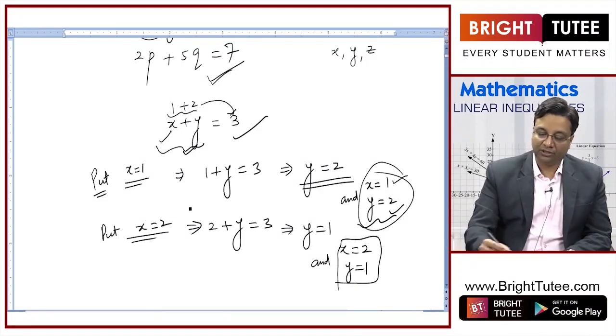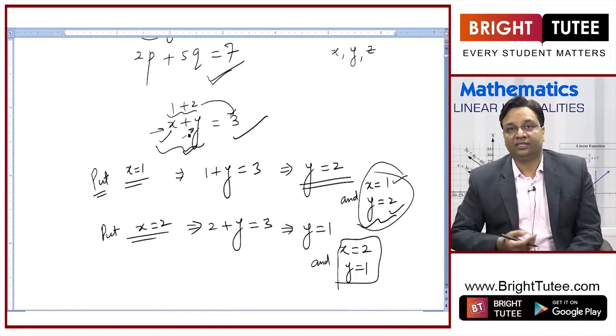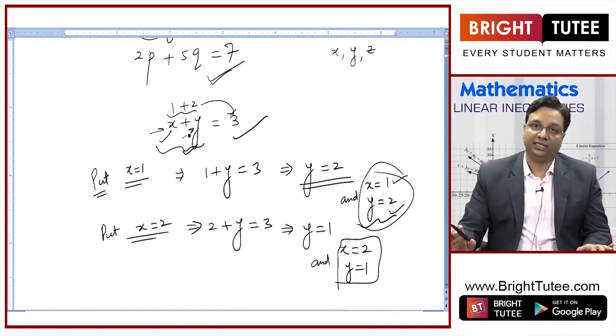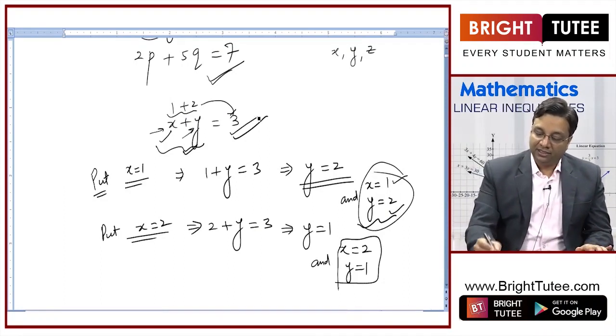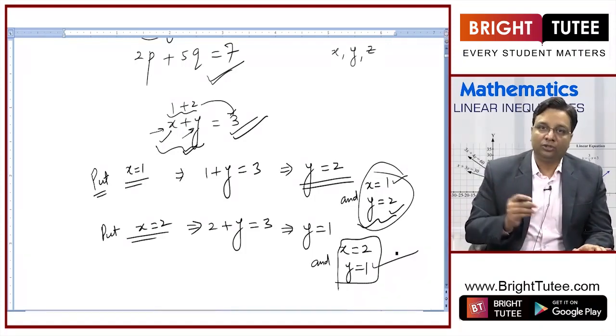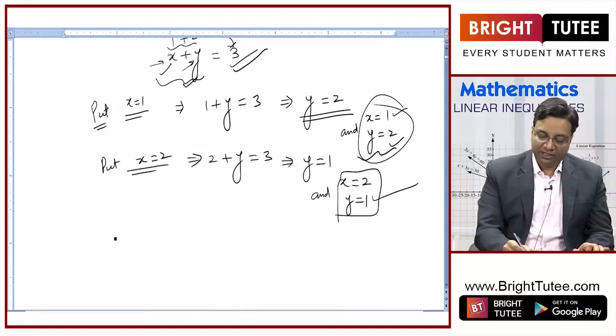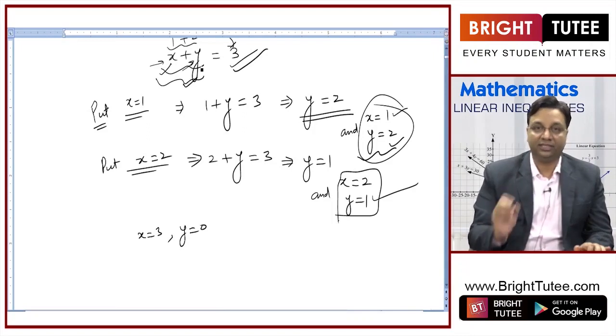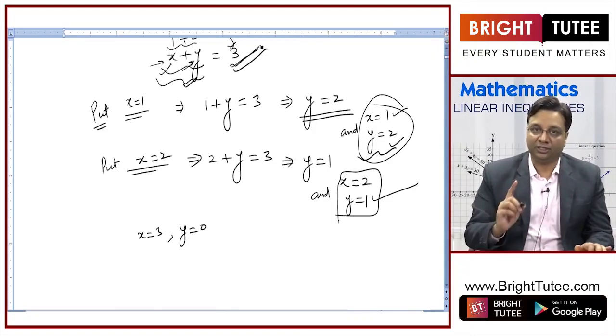Is it a solution of this equation? Let us check. If I put x equal to 2 and y equal to 1, left hand side again becomes equal to right hand side, that is, this pair of values of x and y is also a solution. Now continue like this. If you put x equal to 3, y will be equal to 0, because their sum has to be 3 to satisfy this equation.